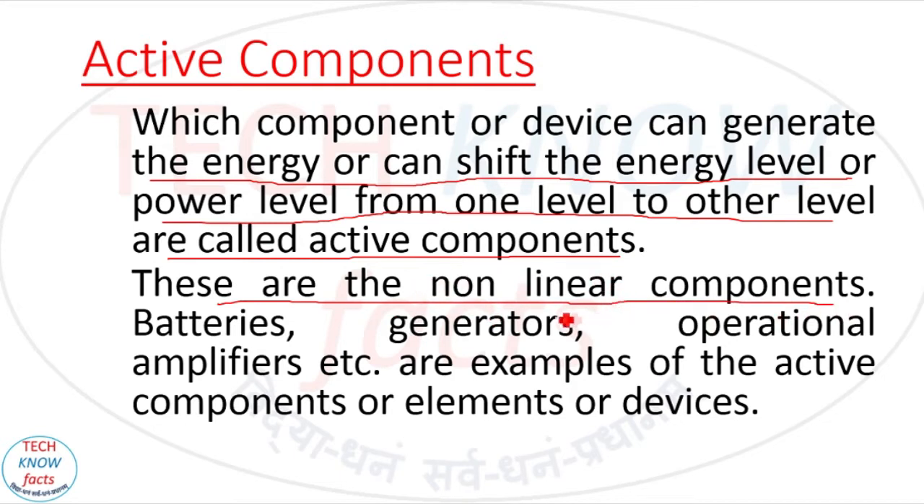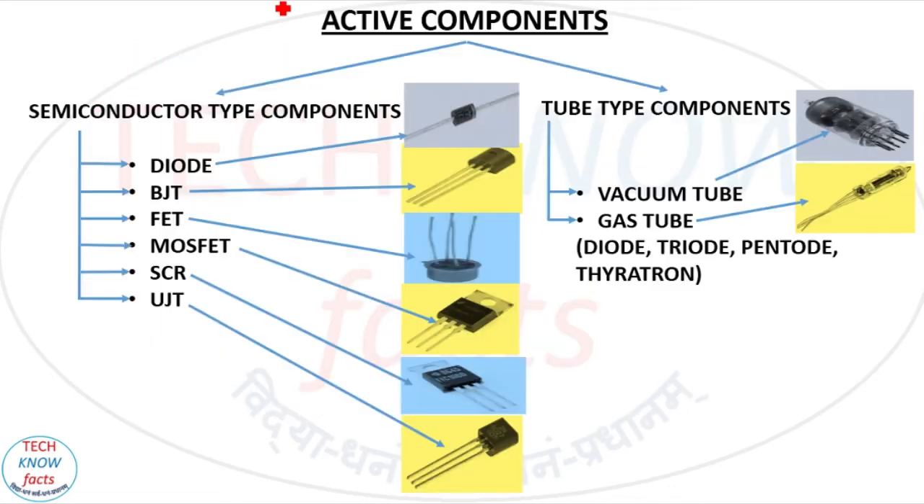What is the meaning of non-linear? If we increase the voltage, the current will not increase linearly, or if we increase the current, the voltage will not increase linearly. Those types of components are called non-linear components. Batteries, generators, operational amplifiers, etc. are examples of active components, elements or devices.